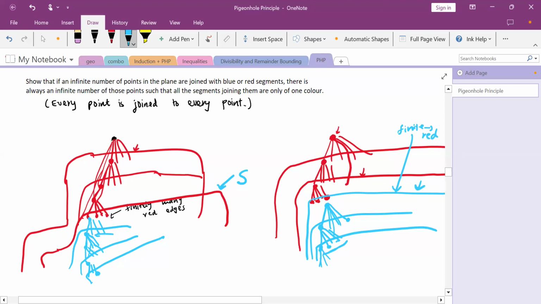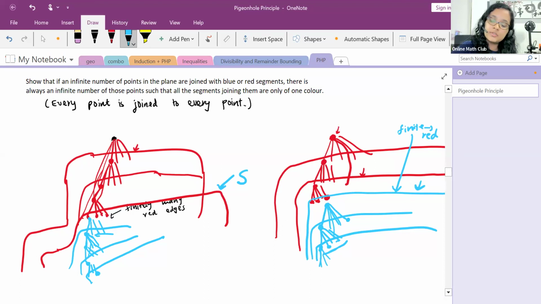What if it was like red, blue, red, blue? No, because you can't get stuck a second time. Because the second time you do this, the extra information you have is that all the points have finitely many red neighbors. So you can keep doing it with blue in this case.